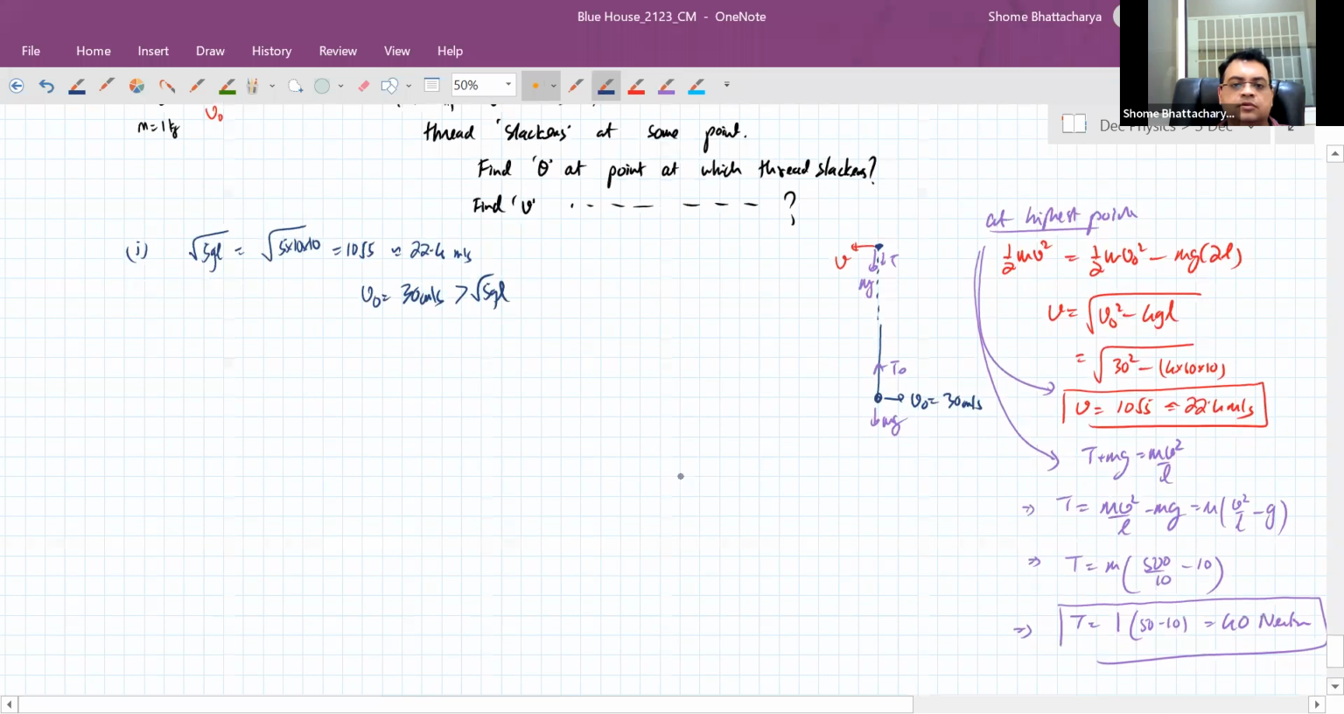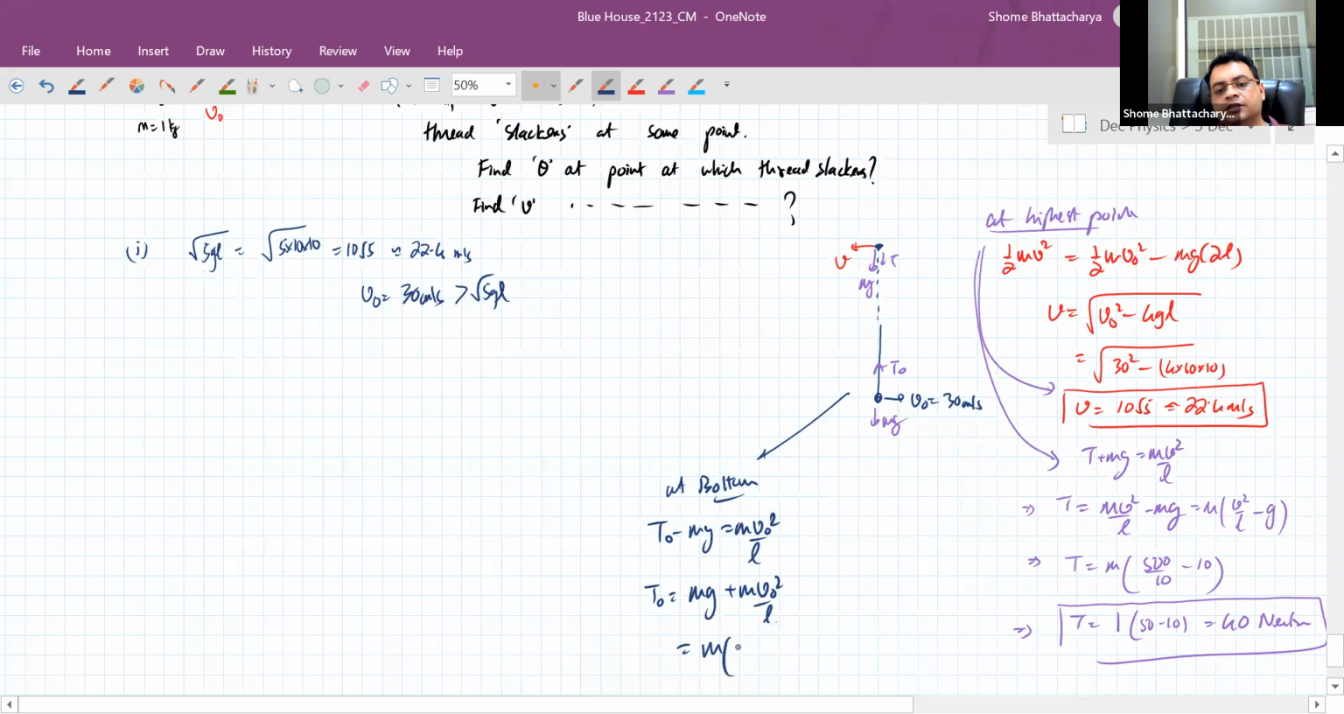Whereas at the lowest point, the tension is such that T naught minus mg should be equal to m v naught square by L. So T naught is even more. It's in fact the maximum tension of the overall circular motion. So it's going to be 100 newtons. Now you realize that in the entire circular path, this is where the tension is maximum, and this is where the tension will be minimum.